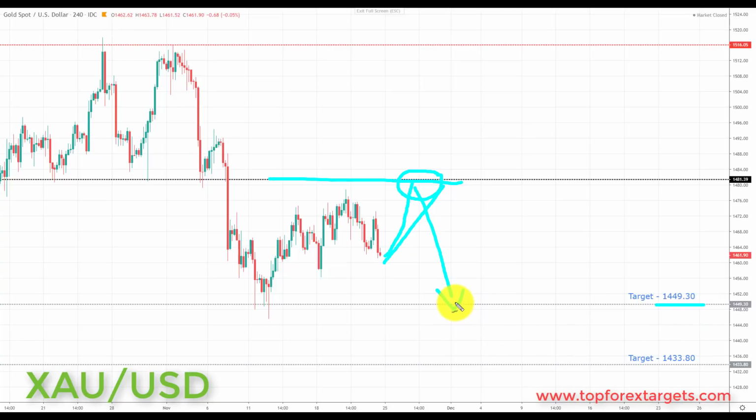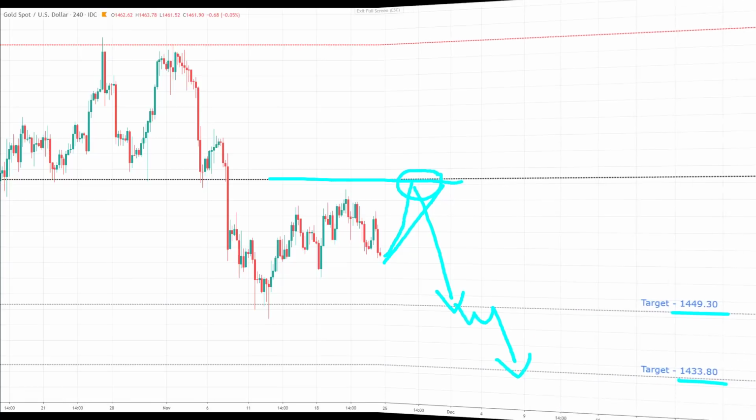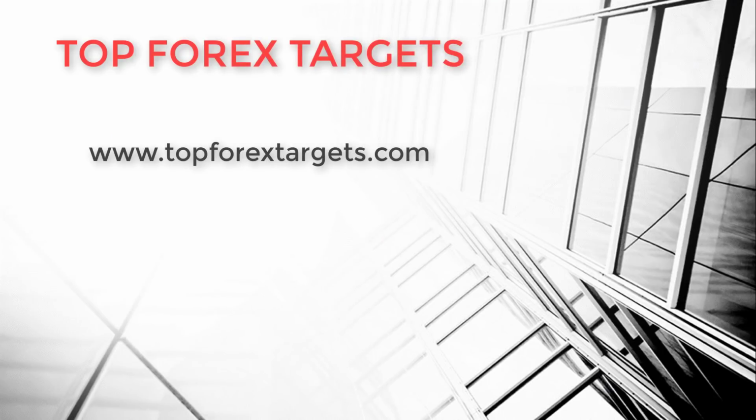And if we can get a break through here, we're going to be looking down towards the next area of support to the downside, and the target set at the 1433.80.